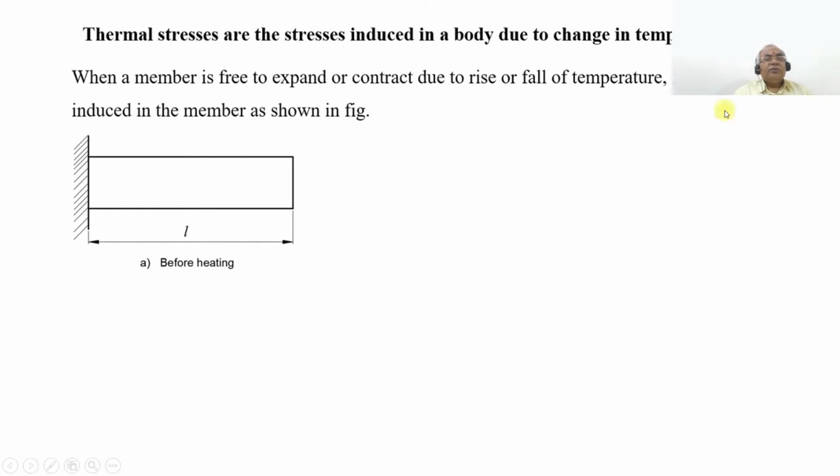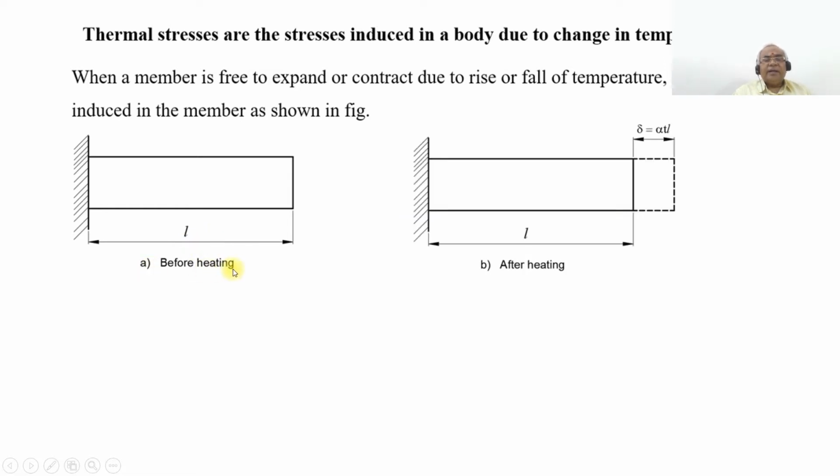So that means when you have a member which is fixed at one end, and the length of the member is L before heating, then as we heat it, after heating the length of this member is going to expand by delta, which is equal to alpha into T into L.